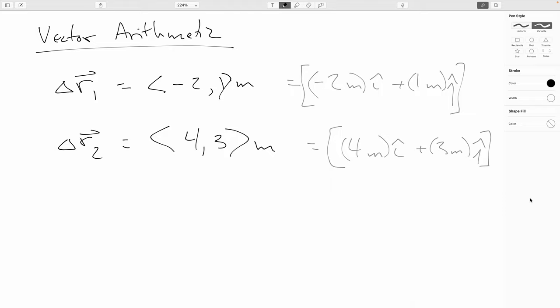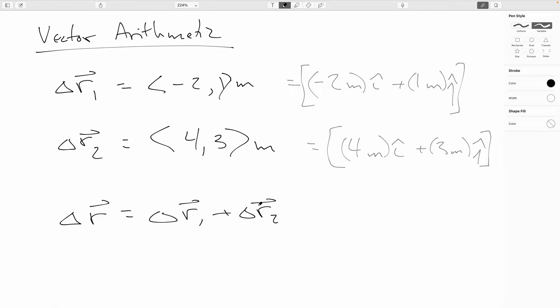So anyway, let's say that our journey was made of two different phases. So we want to know the displacement for the whole journey, delta r. I can do that by adding up the two displacements.